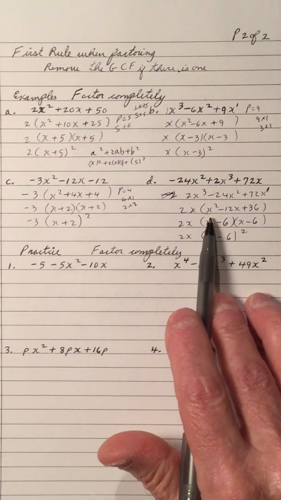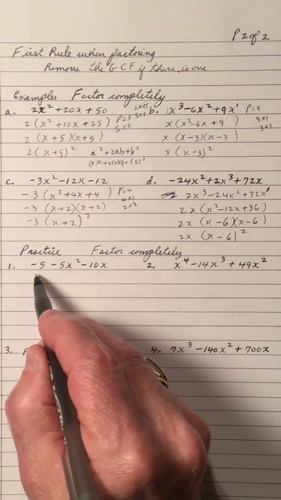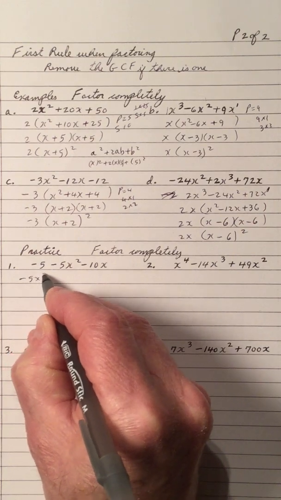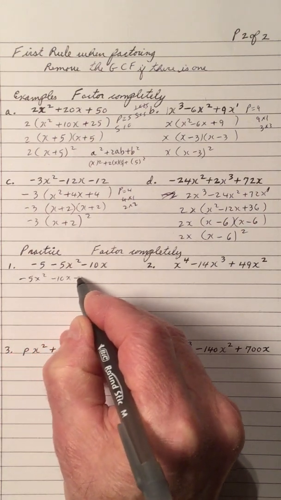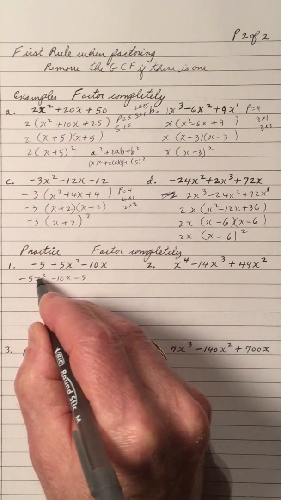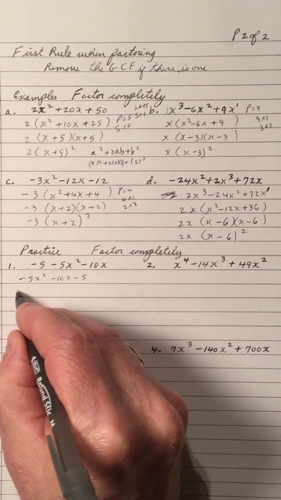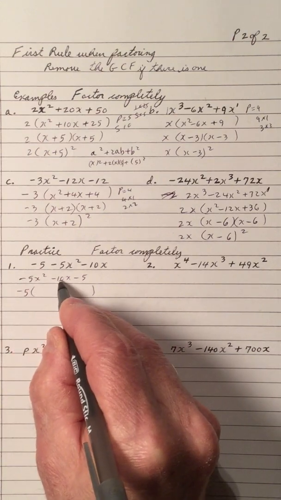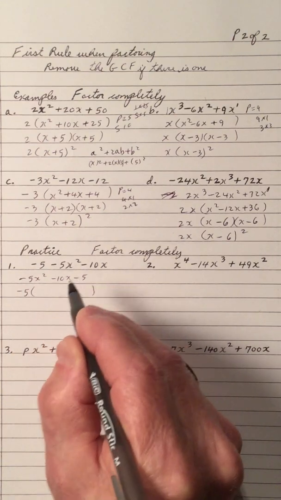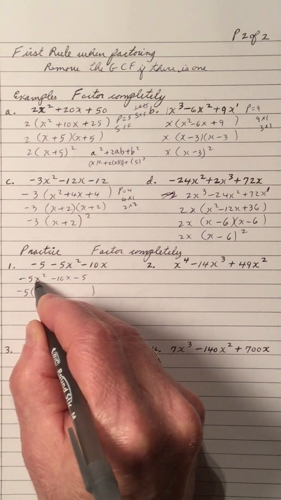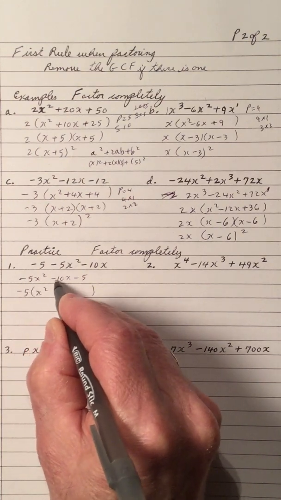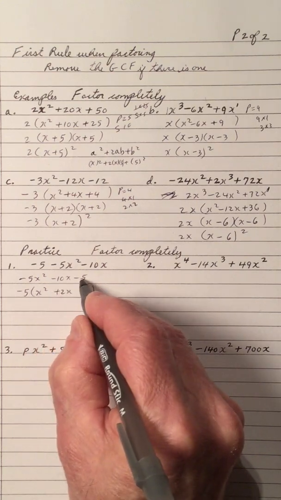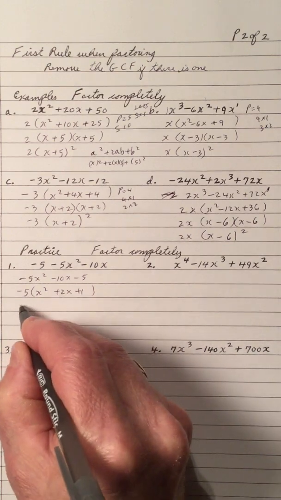Don't make the mistake that I just made with D. So is this in descending order? No. So we go negative 5x squared minus 10x minus 5. Descending order, 2, 1, constant. The negative 5, you have to take the negative out, and the 5. 5 goes into 10 twice, 5 goes into 5 once. So negative 5x squared divided by negative 5 is x squared. Negative 10 divided by negative 5 is plus 2x. And negative 5 divided by negative 5 is plus 1.